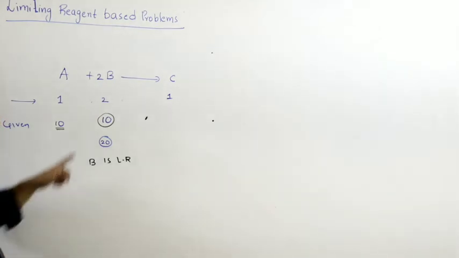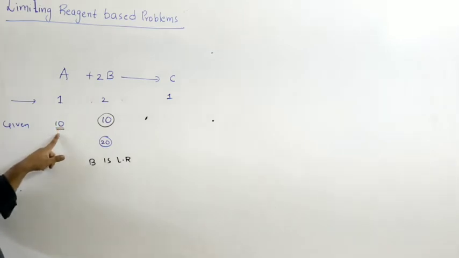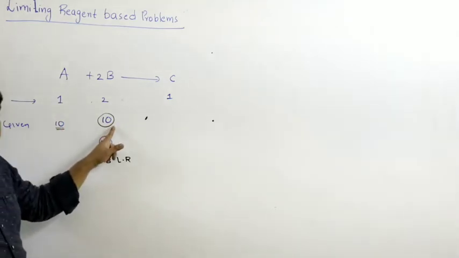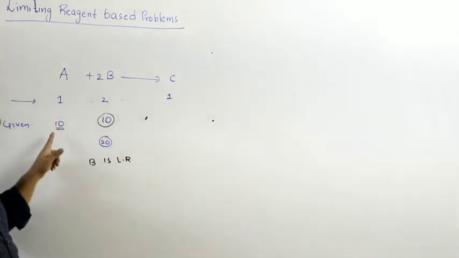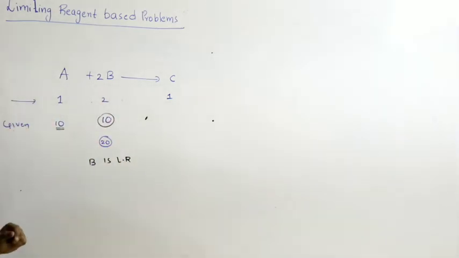Or you can do it like this. For 2 moles of B you require 1 mole of A. For 10 moles of B you require 5 moles of A. So actually 5 moles of A is sufficient for complete consumption of B, but there are 10 moles. So 5 moles of A will remain unreacted.